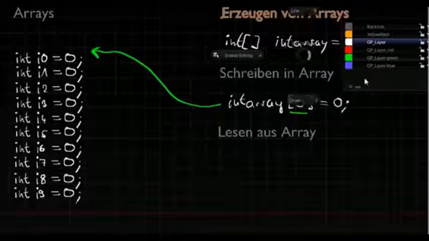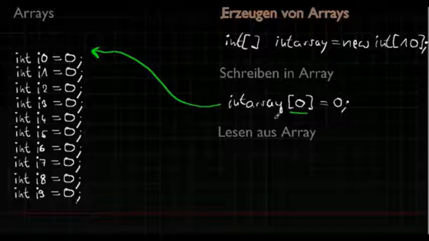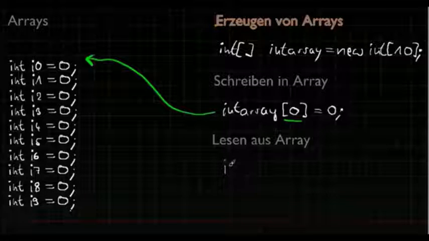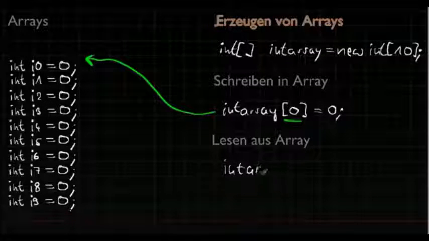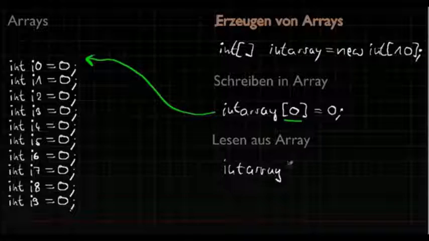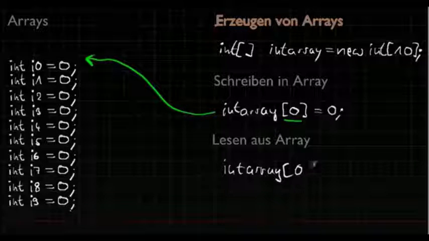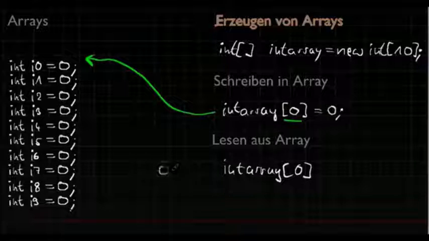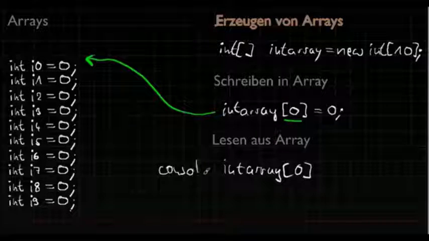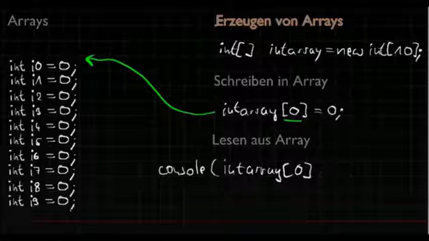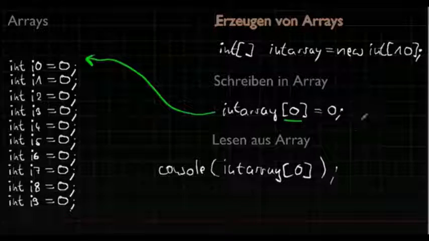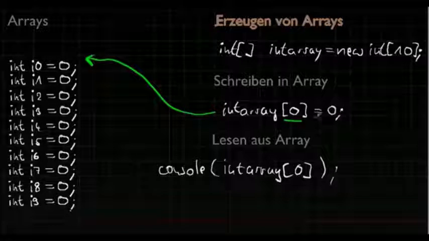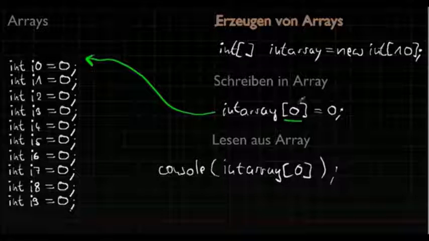If I want to read from an array, then I use the exact same command. I say int array 0, and I can display this on the console. If I write system.out.println, I abbreviate it with console. Then the content of the slot number 0 will be displayed in the array.